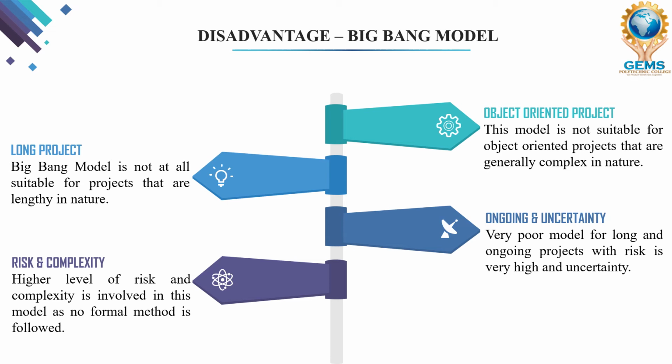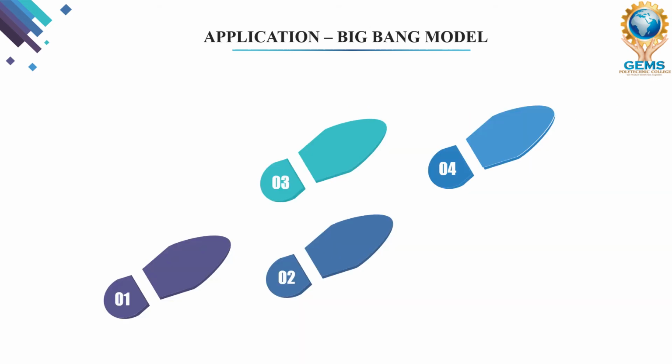Apart from these four, we have many others, but for better understanding I have given four here to make it more clear and easy to understand about the Big Bang model. Now we have applications. Application means where and when we are going to use this Big Bang model.